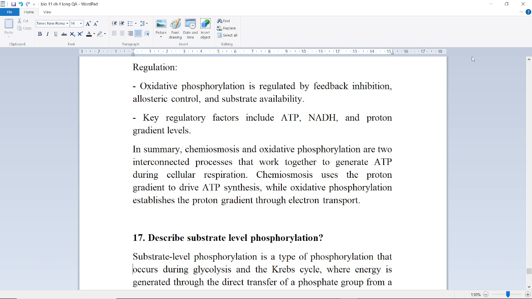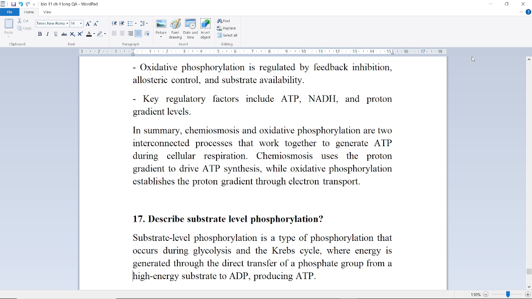In summary, chemiosmosis and oxidative phosphorylation are two interconnected processes that work together to generate ATP during cellular respiration. Chemiosmosis uses the proton gradient to drive ATP synthesis, while oxidative phosphorylation establishes the proton gradient through electron transport.